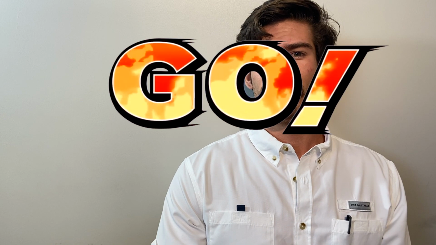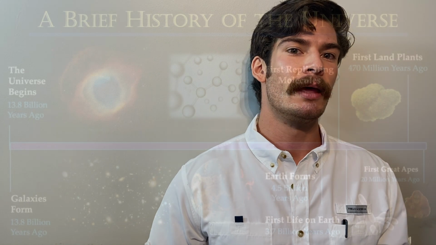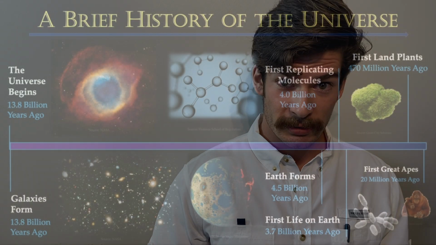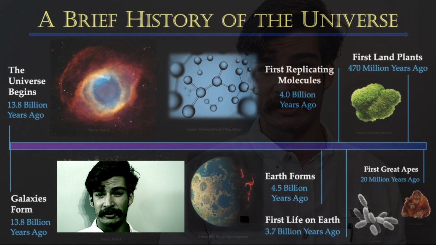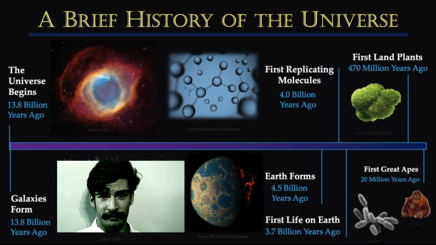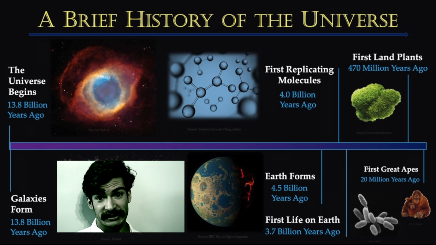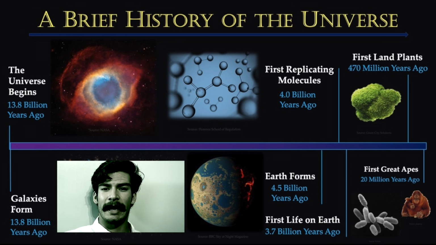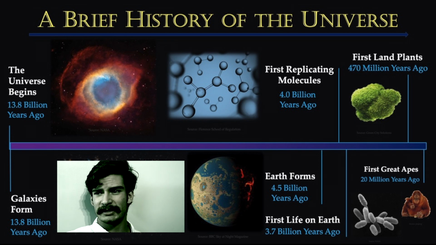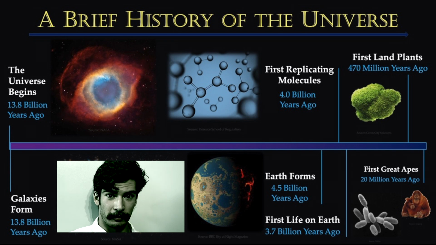3, 2, 1, go! When we look at plants and where they came from, it's always good to begin at the beginning, with the beginning of the universe. Billions and billions of years ago, the universe came into existence. 13.8 billion years ago, our universe started. And then 470 million years ago, we had the first land plants. Now, this is not too long ago actually, but it's significantly longer than the first great apes, which was 20 million years ago.